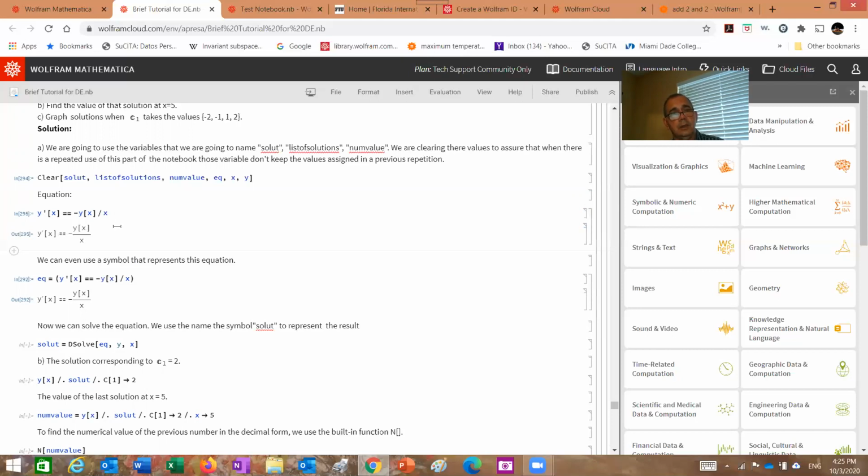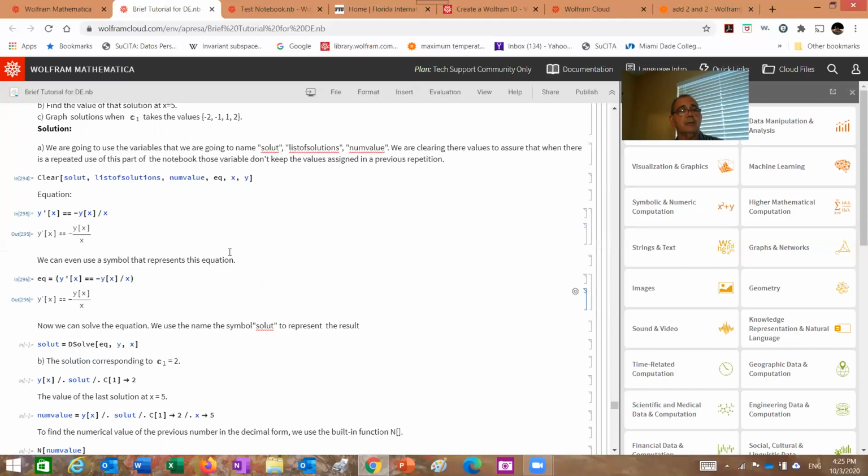I entered that equation. I can do this. I can enter a name for that equation. I can assign a name for that equation, which in this case is EQ. And then I can solve the equation using DSolve.